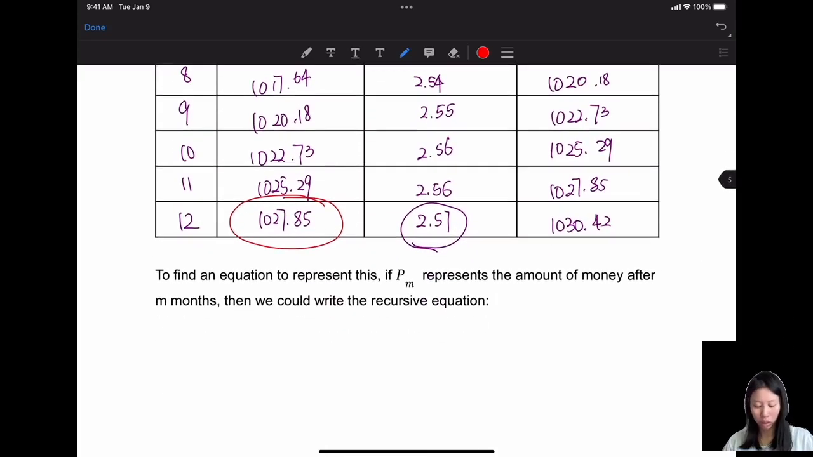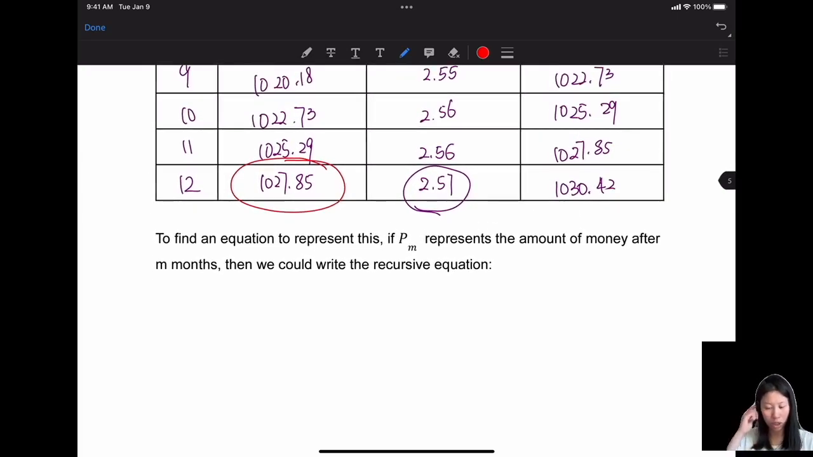So now how do we find the equation to represent the principal, which is P sub n, the amount of money after n months? Then we could write it with recursive equations. So here is how we are going to do that. P sub 0, which is the starting amount that we have, is 1,000, right?